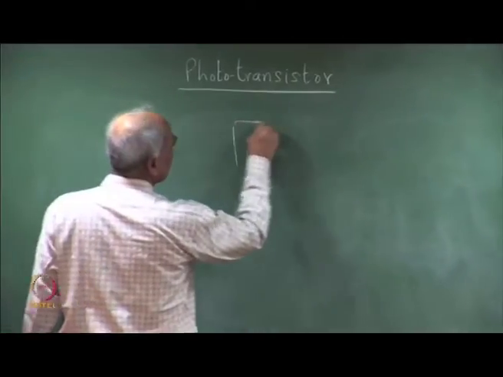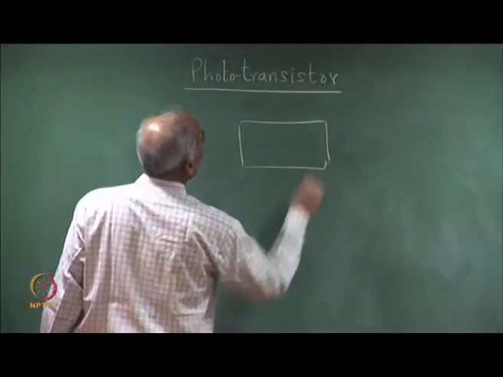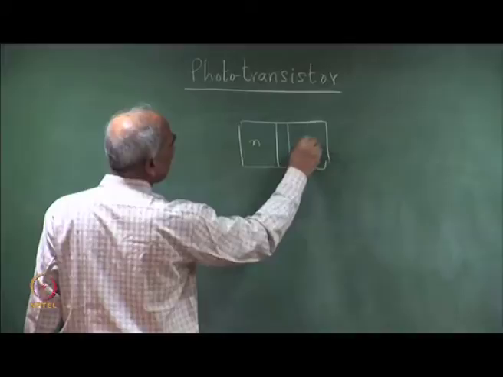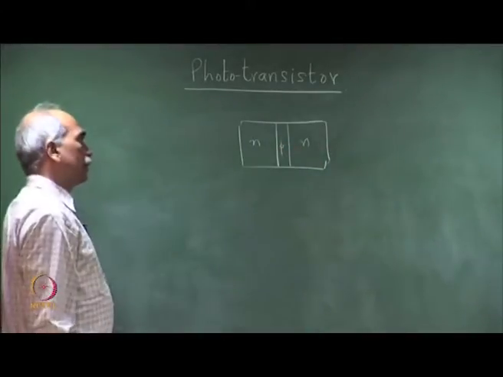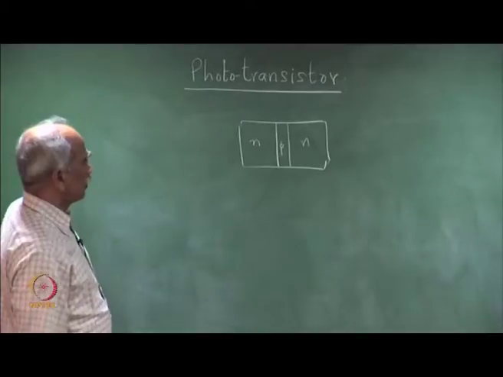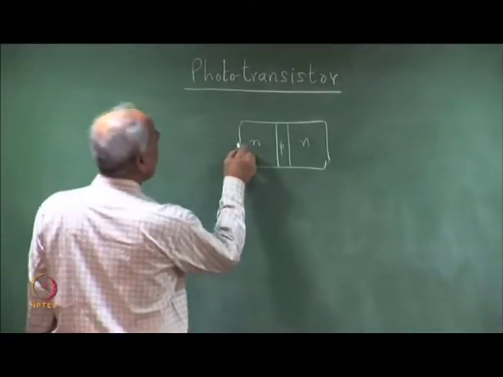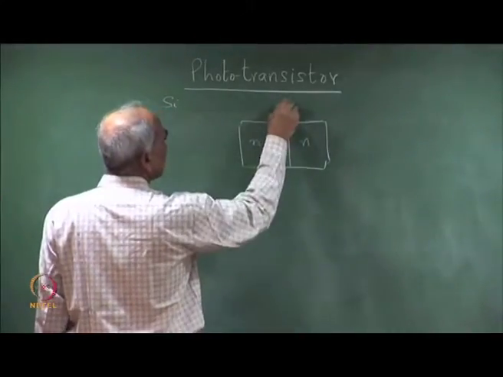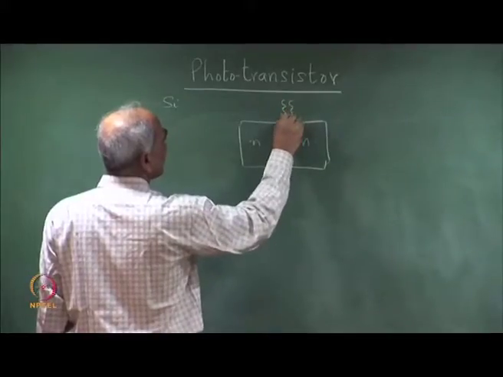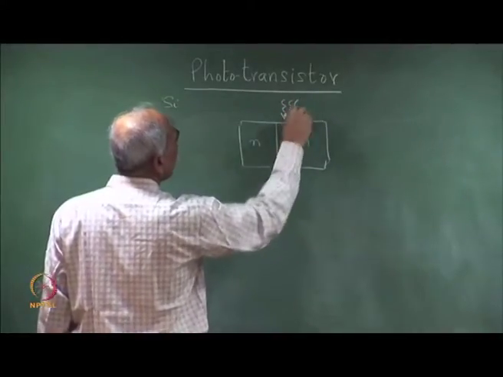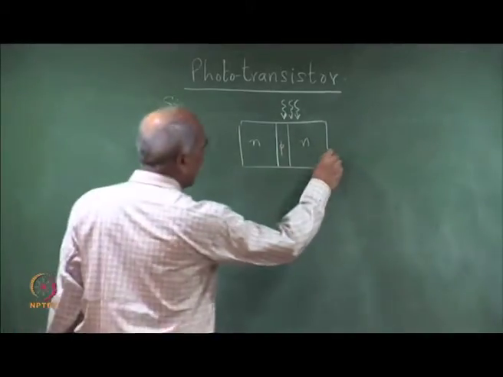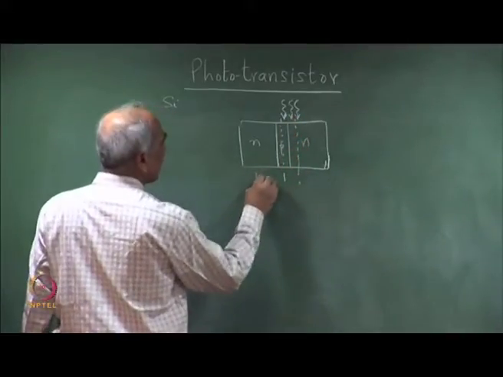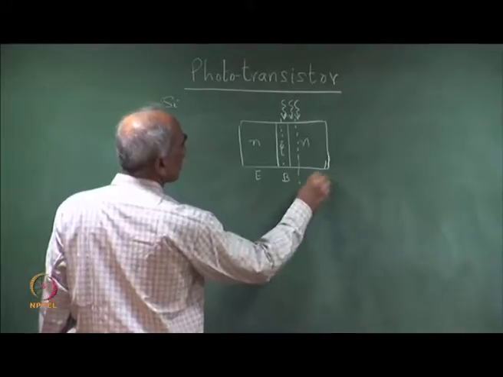Phototransistor basically is a transistor. Let me consider an NPN transistor here, let us say a silicon NPN transistor. The incident light is incident at this junction. The light incident at other junctions does not really contribute to the current, and therefore, the active junction is this one. So, this is an NPN transistor, this is the emitter, this is the base and collector.